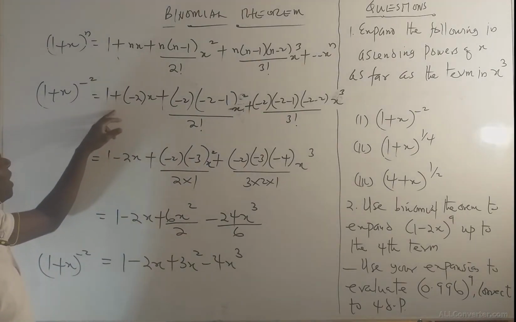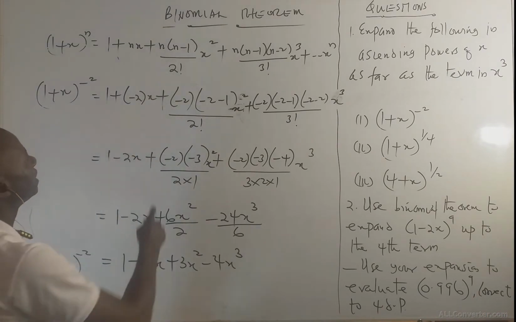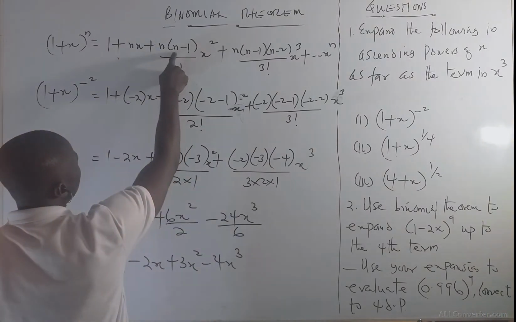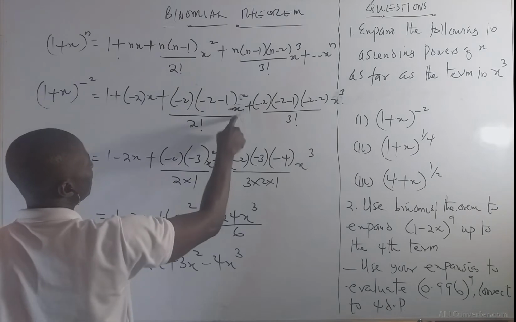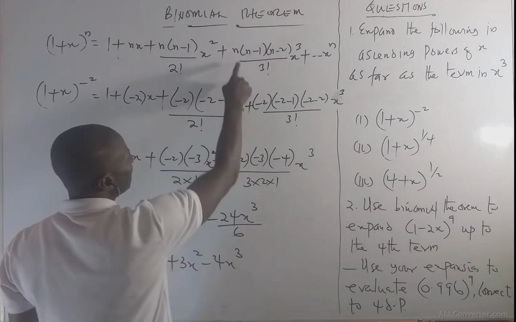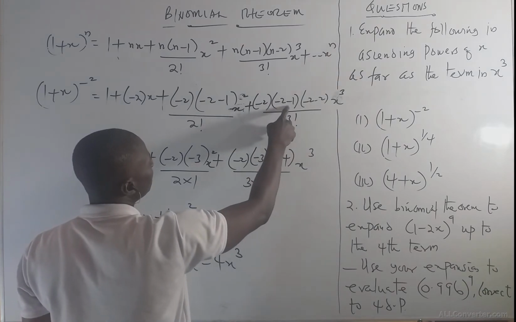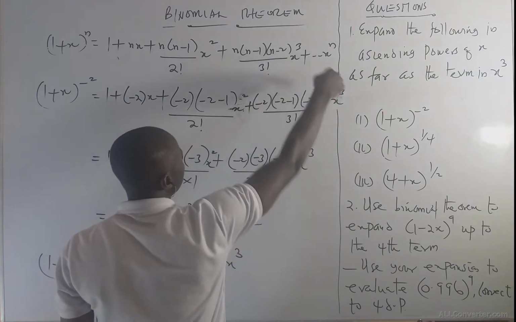So 1 plus nx, n is now minus 2, so it's 1 plus minus 2x. Then we have plus n, that is minus 2. Then n minus 1, so minus 2 minus 1 over 2 factorial. Don't forget that we have x squared here. Then plus n, and n is minus 2. n minus 1, that is minus 2 minus 1. n minus 2, that is minus 2 minus 2, over 3 factorial, then x cubed.